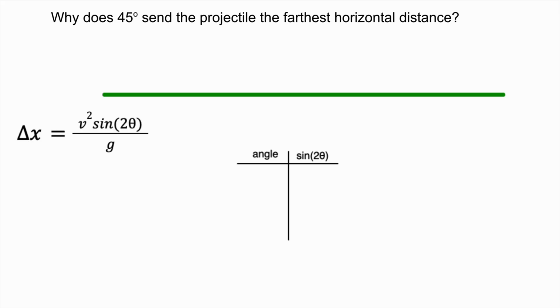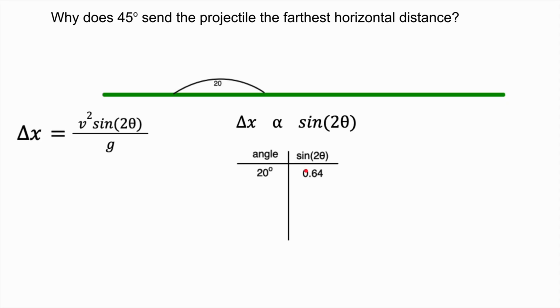Here's our range equation that we worked out before, and we can see that delta x, the distance traveled horizontally, is proportional to sine 2 theta. So let's just put in a few angles here, okay? I'm going to make a column of angle versus sine 2 theta. So I have 20 degrees. I get a value of 0.64.